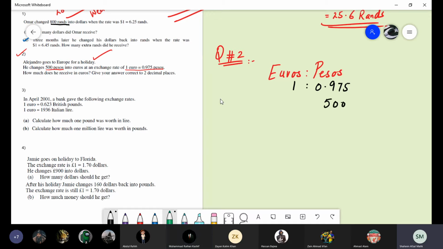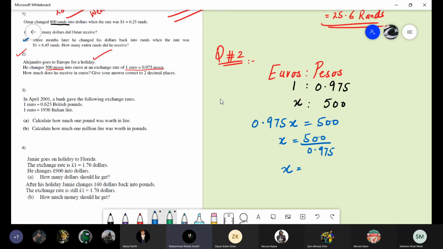How many pesos does he have? 500, and he changed into euros, that we have to see. Then 0.975x equals 500, so x equals 500 divided by 0.975. The answer is 512.82, because the question says give your answer correct to two decimal places.